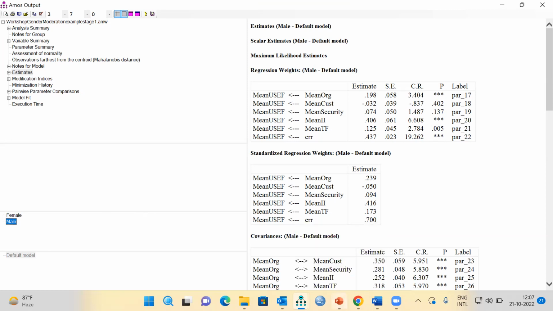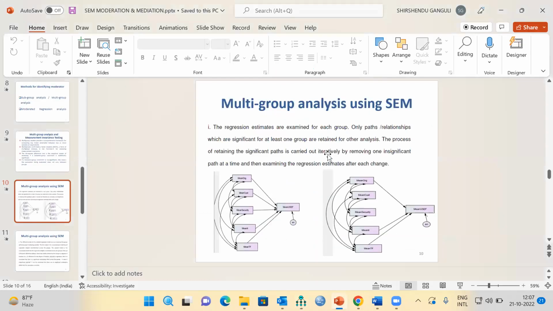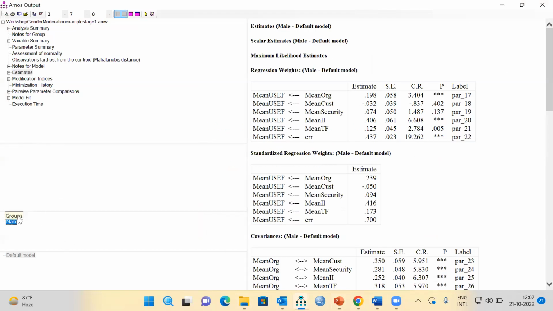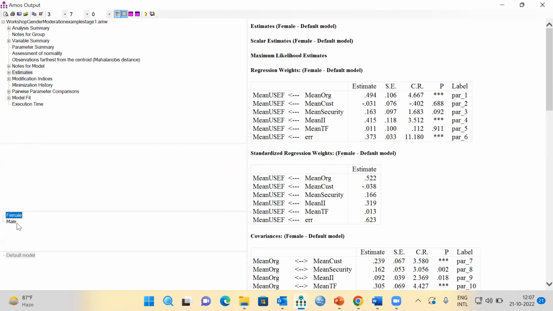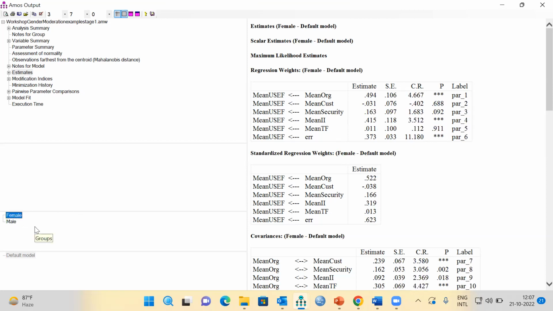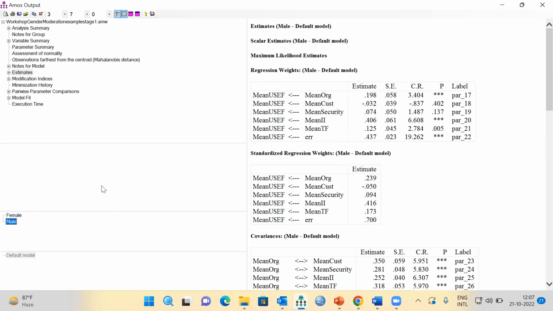So what exactly have I told? That you need to retain those paths which are significant for at least one group, and then remove one insignificant path at a time. So in this case, there are 2 which are not significant for both. That is customization and security, which is not significant for the female group as well as for the male group. While this TF is significant for the male group, but not significant for female. So if it is significant for one group, you should not remove it. Only the ones which are not significant for both should be removed.